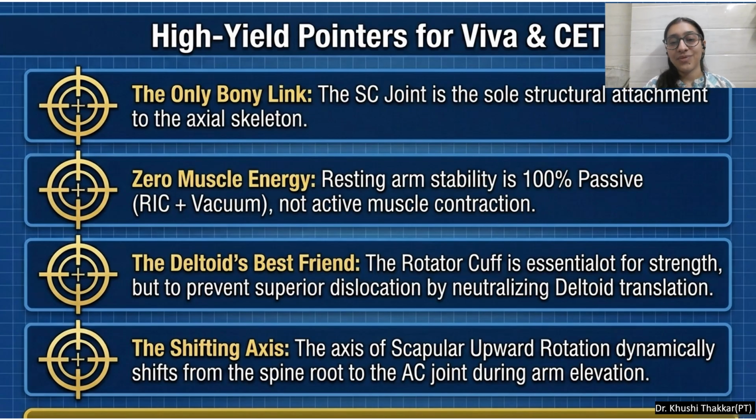The deltoid's best friend is the rotator cuff. It is essential not only for strength but also to prevent superior dislocation by offsetting the deltoid's superior translatory force. The shifting axis: the axis of shoulder upward rotation dynamically shifts from medial, that is the spine root and the sternoclavicular joint, to lateral, to the acromioclavicular joint, during arm elevation.